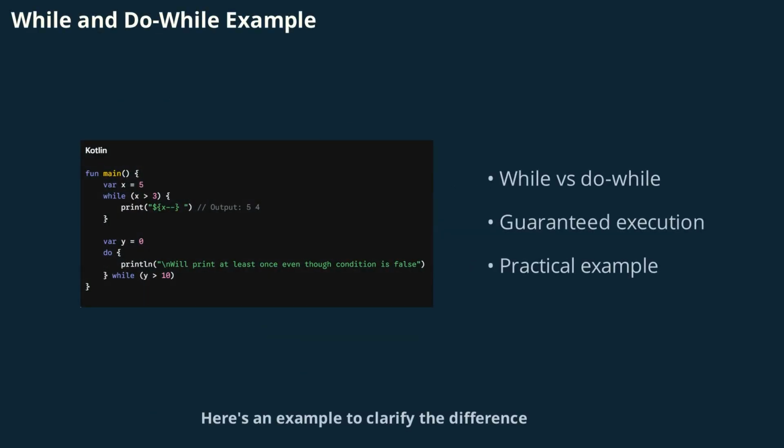Here's an example to clarify the difference. Suppose you have a variable set to 5. A while loop will print as long as it's greater than 3, so you'll see 5 and 4. A do-while loop, on the other hand, will always print its message at least once, even if the condition is false from the start. This distinction is important when you need at least one guaranteed execution.